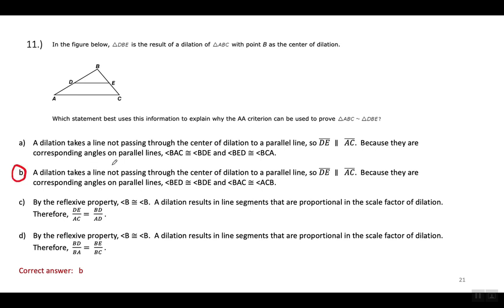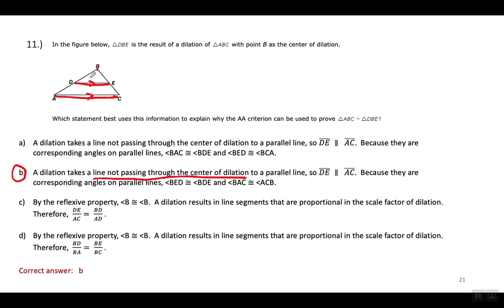It says a dilation takes a line not passing through the center of dilation to a parallel line. What it's talking about is this. This is the center of dilation, and when you dilate the small triangle, it takes this line and creates this line, which is parallel to segment DE. So both of these lines are going to be parallel. That's what it's talking about. So DE is parallel to AC.